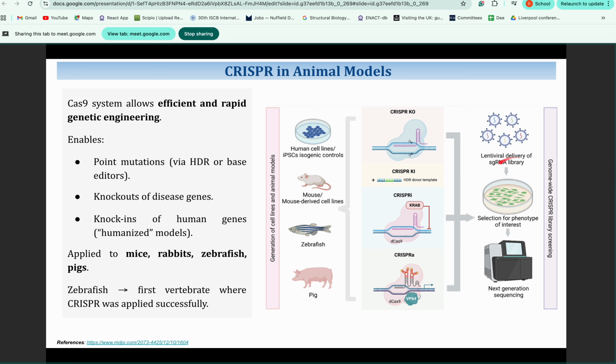So we can do the lentiviral delivery of the single guide RNA library. We can select for the phenotype of interest and then we can go for the next generation sequencing. So this is the genome-wide CRISPR library screening. So this is how the CRISPR can be used for the different animal models. We can generate certain cell lines and animal models. We can make certain changes in the gene and then we can sequence it to check.